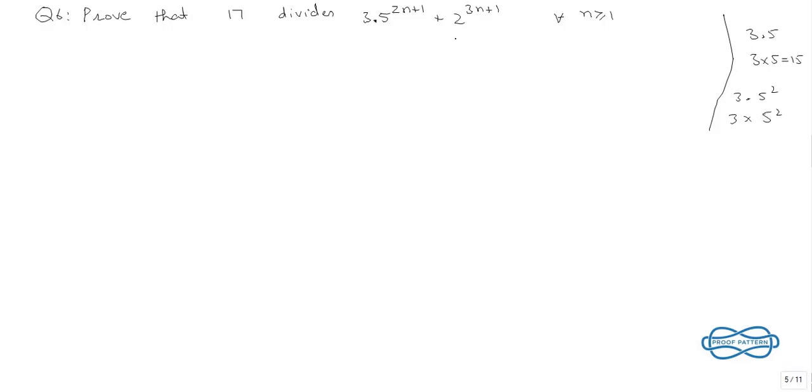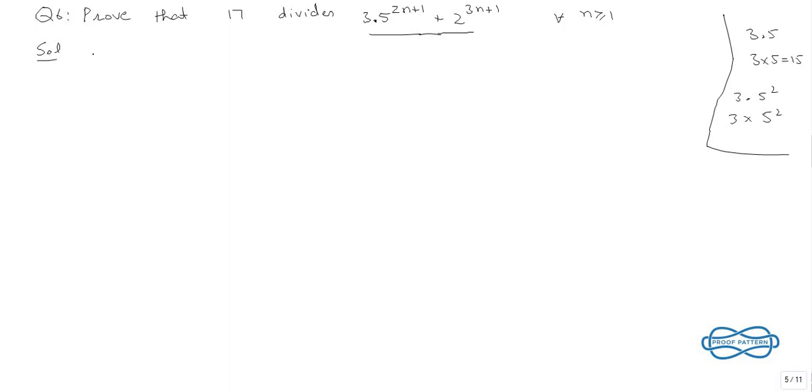So here 3 multiplied by 5 to the power 2n plus 1 plus 2 to the power 3n plus 1. So in number theory we will not deal with the decimal portion. Okay. Solution. We have to show that 17 divides this number for all n greater than or equal to 1.